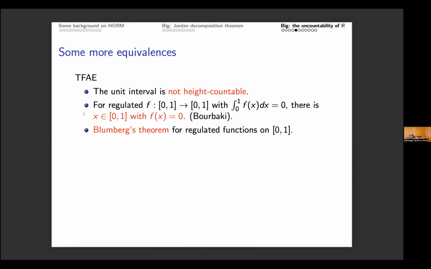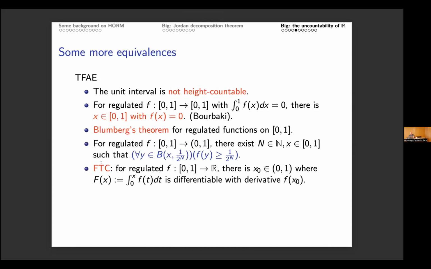Blumberg proved that every real-to-real function is continuous when restricted to a dense set. And Blumberg's theorem for regulated functions is equivalent here. And so, the fundamental theorem of calculus, yay! FTC. For a regulated function, the primitive exists, and there's at least one point where it is differentiable and the derivative is f of x0. That's equivalent to the reals being uncountable. Isn't that pretty? And any regulated function has a Darboux point, a point where the intermediate value property holds.